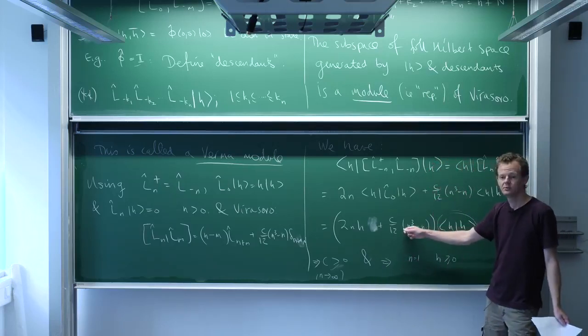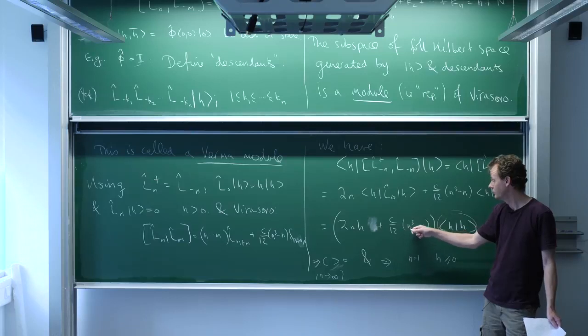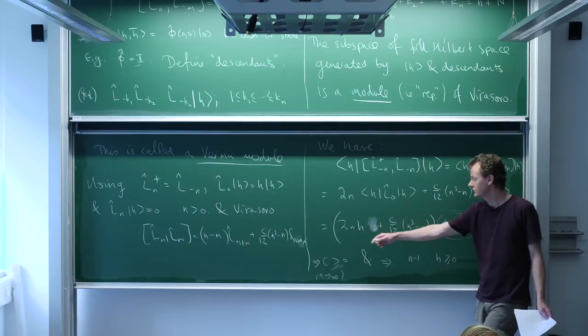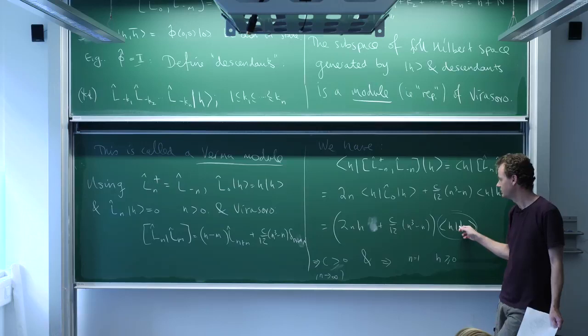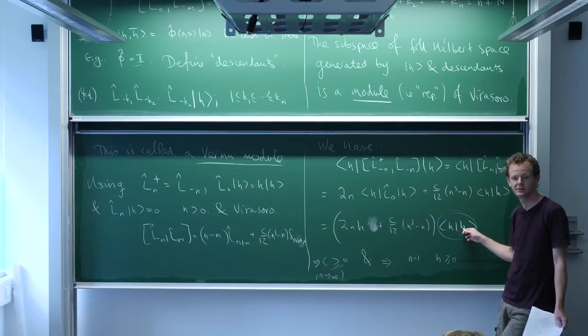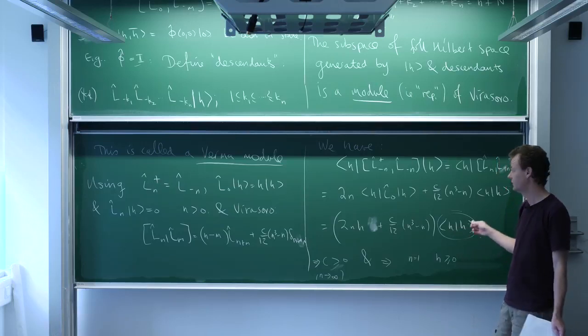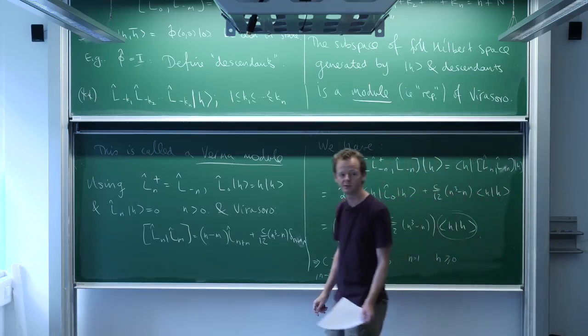If you just choose n as 1, so n cubed minus n is 0, so 2n times h times that has to be positive. So as n tends to infinity, that forces h to be positive.